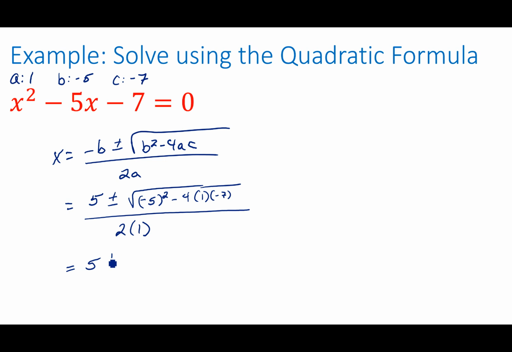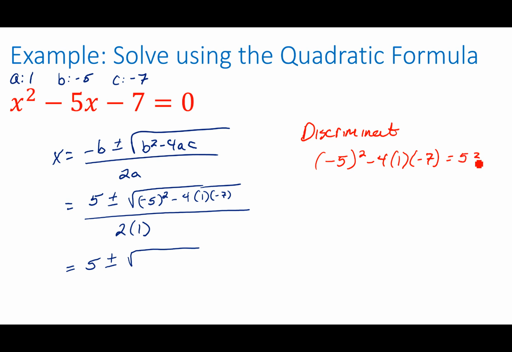With this, I would encourage you to find your discriminant separate, and your discriminant is everything underneath your radical. So you can do some scratch work over here and say, okay, what is my discriminant? My discriminant is going to be the negative 5 squared minus 4 times 1 times negative 7. When I do all that, I end up with 53. So under my radical here, I simply have 53. We've cleaned that up a whole bunch, all divided by 2. So this is saying 5 plus or minus the square root of 53 divided by 2.